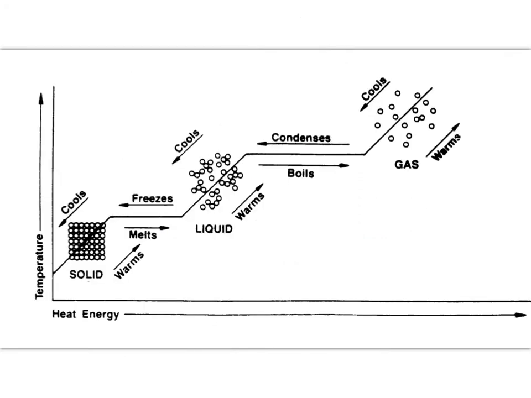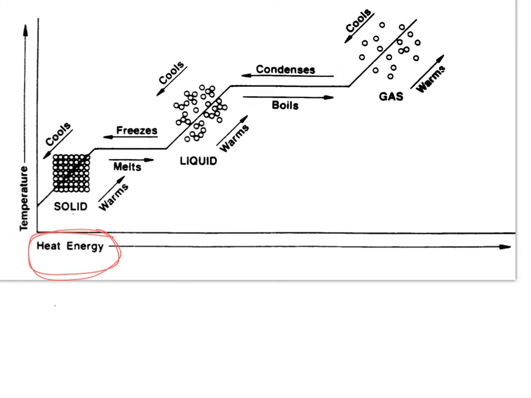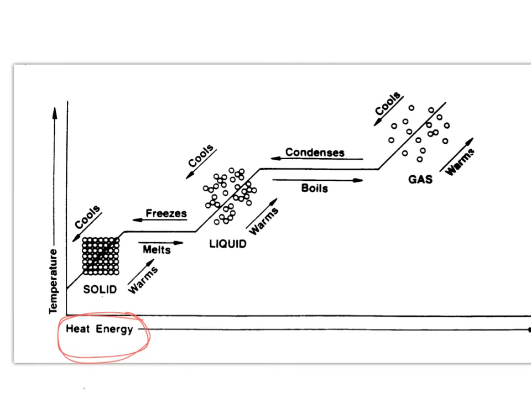So this is just a different representation of what you just saw, but now we have some factors that come into play. So check out what we've got on our different axis. So here on the x-axis, we have heat energy. And over here on the y-axis, we have temperature. And so those are really important.